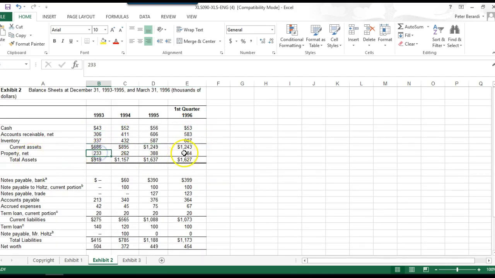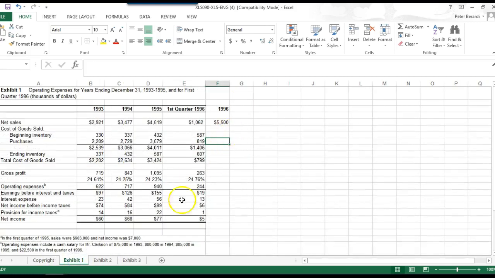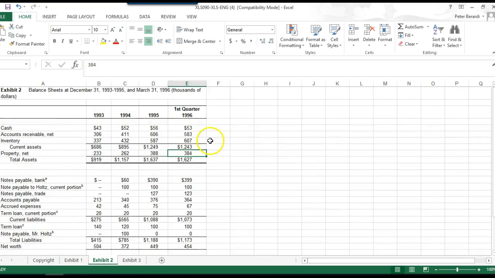Another thing is property, plant, and equipment. You could basically say to generate $5.5 million more in sales, I'm going to have to buy more property or more equipment. So I'm going to find a percent of this. And that'll give you your balance sheet.